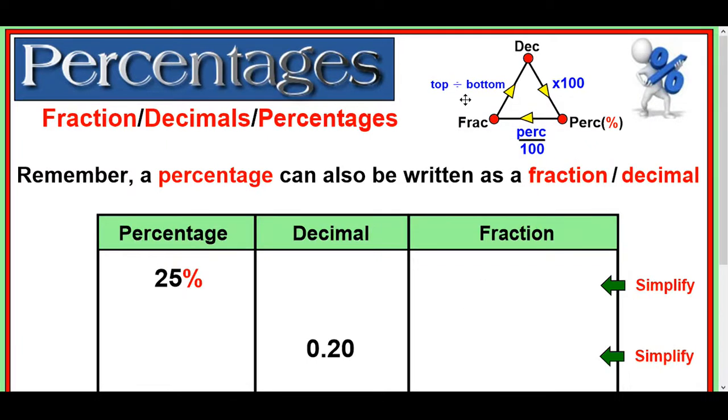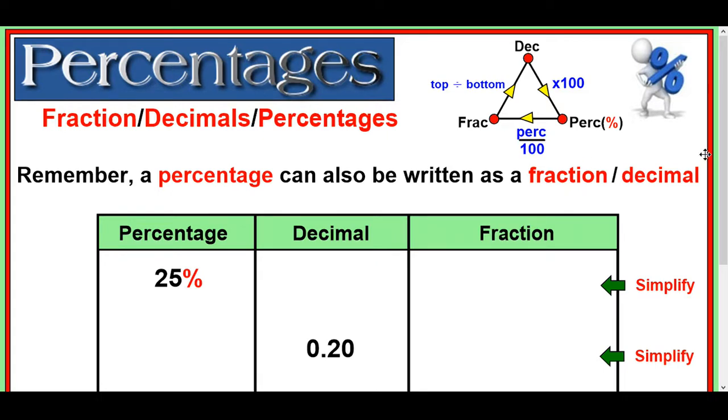Hi there, in this lesson we're going to look at changing percentages into decimals and fractions, and backwards and forwards between the two. So what we have to remember here is fractions and decimals and percentages are all one and the same thing. Like a half is the same as 50%, and that's the same as 0.5. These are all different ways of writing the same thing in maths, and it's important to be able to jump between them.